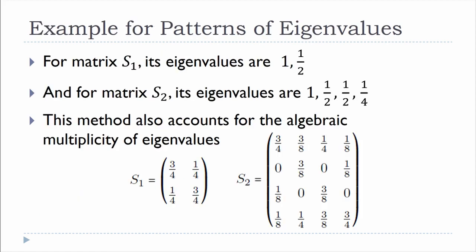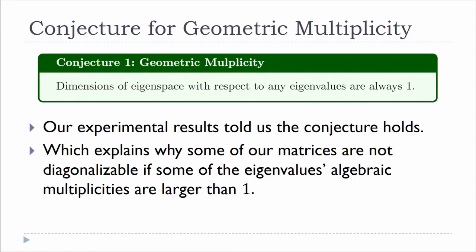For matrix S1, its eigenvalues are 1 and 1 over 2, and for matrix S2, its eigenvalues are as follows. This method also accounts for the algebraic multiplicity of eigenvalues. We have done a lot of work to try to grab hold of the geometric multiplicity of the eigenvalues, but sadly we could not prove that. So we are going to propose the following conjecture: the dimensions of the eigenspace with respect to any eigenvalue are always 1. Our experimental results told us the conjecture holds, which explains why some of our matrices are not diagonalizable if some of the eigenvalues' algebraic multiplicity is larger than 1.